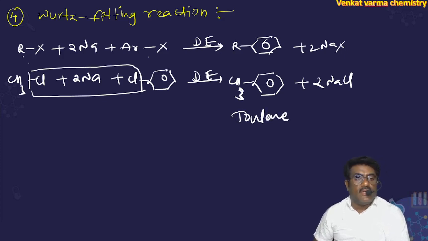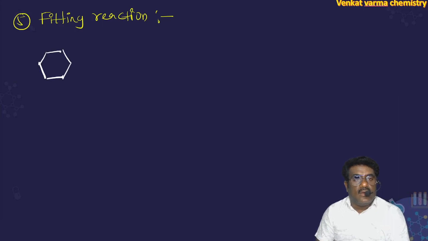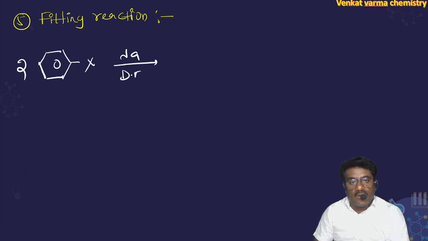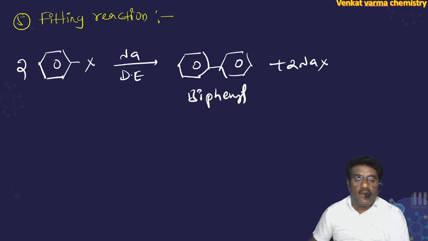Have a look at the next one. Fittig reaction. What is the Fittig reaction? In this Fittig reaction, taking 2 moles of aryl halide in the presence of sodium in dry ether to give biphenyl and sodium halide. It is biphenyl or diphenyl.